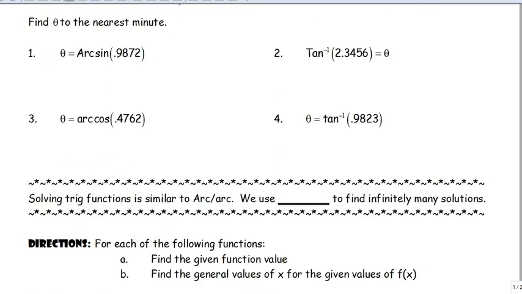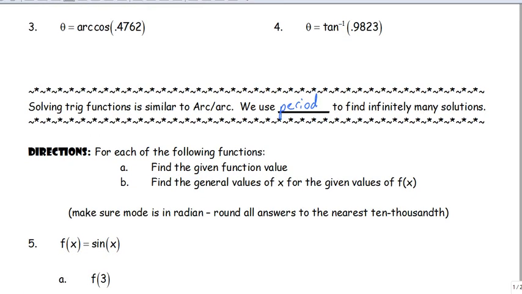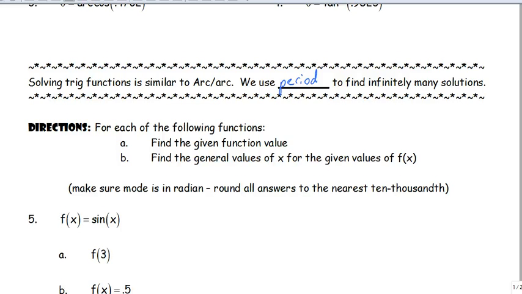Alright, so solving trig functions is similar. We use the 2 pi k, but actually we don't always use 2 pi k. We have to use the period. So actually I'm going to write that. We use the period to find the infinitely many solutions now. Back when we were doing the other ones, the period was always 2 pi because we didn't do any shifts or anything. Now we're going to work with functions that the period has changed. So we're going to have to solve them and do each thing.